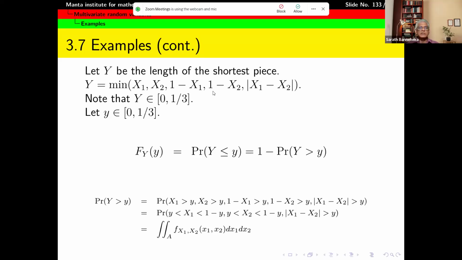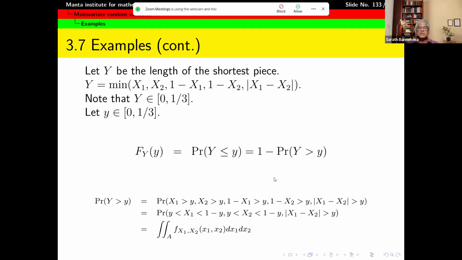Here we cannot apply the convolution idea because this is not the sum of two random variables that we are looking at. So here this is a different problem. What we are looking at is how to find the density function of some function of x1 and x2. So by definition, this is equal to the probability Y less than or equal to y.